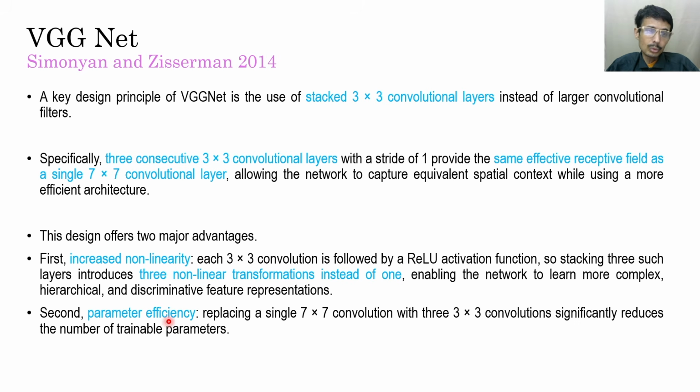Second, there will be a parameter reduction. For parameter efficiency, replacing a 7x7 with 3x3 convolutions significantly reduces the number of trainable parameters. So these are two very important things. It looks very simple, but this is very interesting and advantageous for deeper network design.